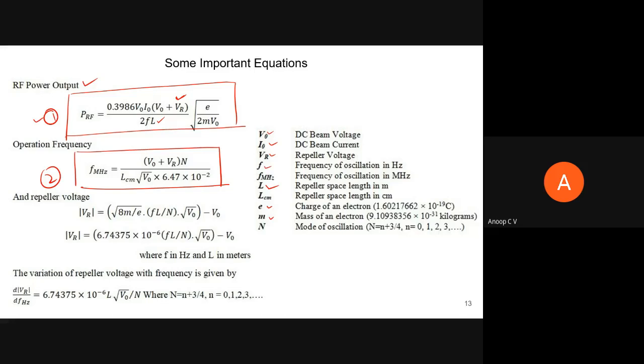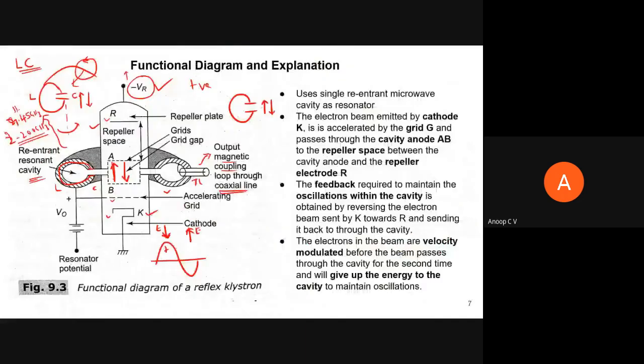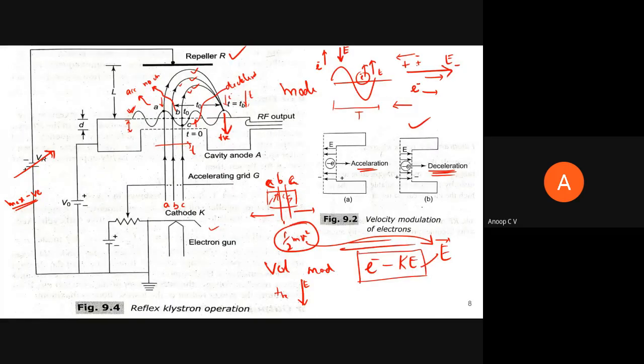So that is it about the reflex klystron. We have seen the construction of the reflex klystron: cathode, accelerating grid, repeller space, re-entrant resonant cavity and output magnetic coupling. Then we have seen the working. In the working, you have to explain with the help of velocity modulation and the round trip time taken by three sets of electrons.